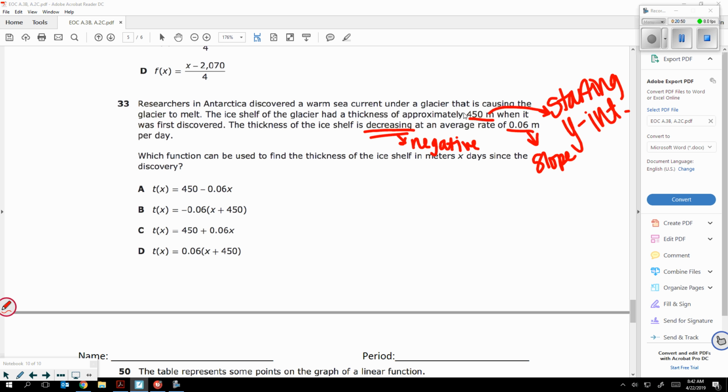So if I look, is my slope or my y-intercept next to the x? Which one's going to be right next to the x? The slope. My slope's always right next to the x. So if I know that my slope is going to be a negative 0.06 because of our keywords, which ones can I already eliminate? B, C and D, because this 0.06 isn't a negative.